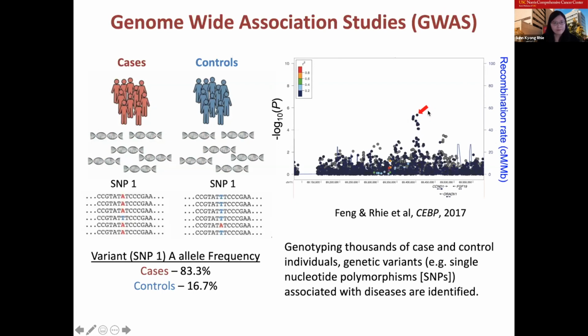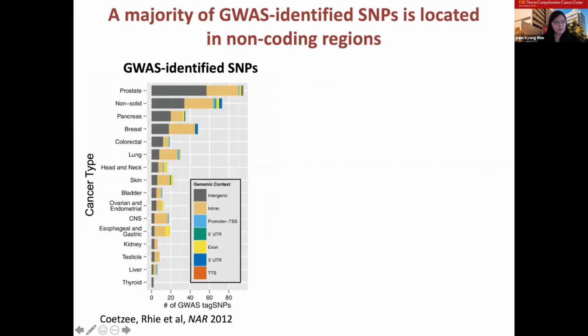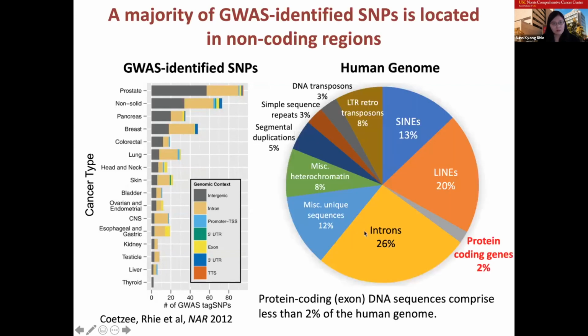However, there's a big dilemma for GWAS, because when we found those SNPs, their location is not in coding regions, it's not in genes, but it's located in non-coding regions. When we performed analysis using the gene information, you can see that a lot of them, not only for prostate, but also breast, lung, and other cancer types, many GWAS-identified SNPs are located in intergenic or intronic regions. But that makes sense, because as you all know, our human genome has more than 98% non-coding regions. Only 2% are protein coding genes.